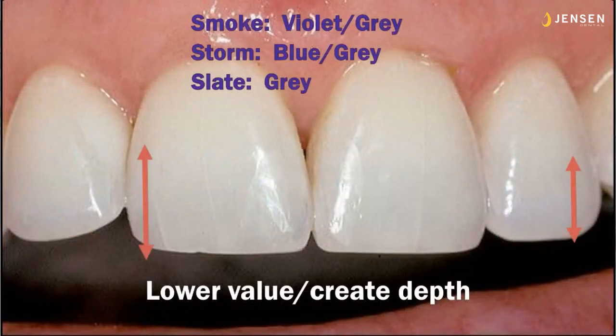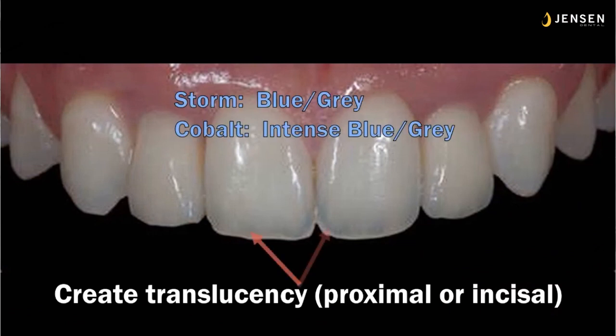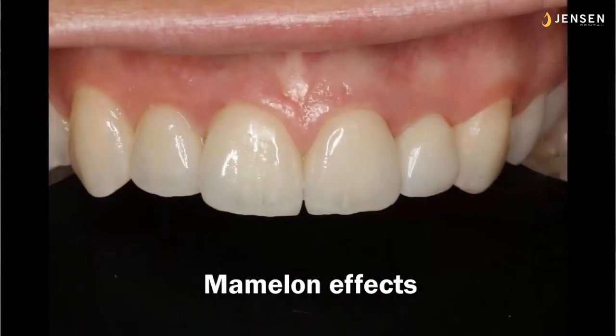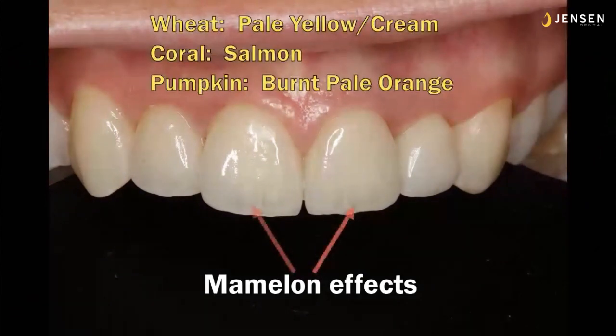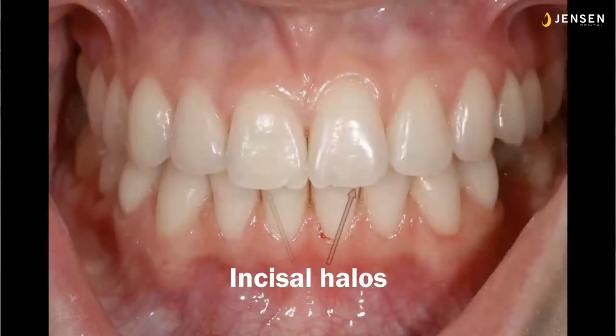So for the lower value, create depth: the smoke, the storm, and the slate. You see where I have the arrows, you get a little bit more of a depth there. If we want to create some translucency, storm and cobalt. Storm is a blue-gray, and cobalt's more intense. For the mamelon effects, we have wheat, coral, and pumpkin, and I give you some descriptions up there. But you can use other things as well, because you might want to have a different color.